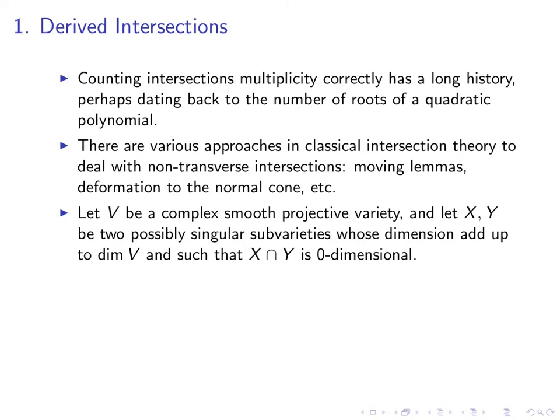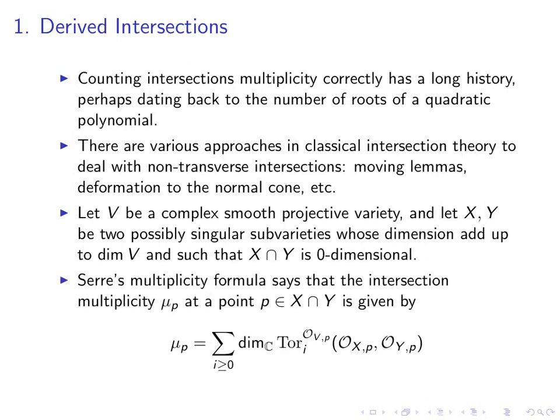So, for example, let V be a complex, smooth, projective variety, thought of as an ambient variety, and let X and Y be two possibly singular subvarieties whose dimensions add up to the dimension of the ambient space V, and such that X intersect Y is zero-dimensional. And of course we want to count how many points X intersection Y has, and Serre's intersection multiplicity formula says that the intersection multiplicity at a specific point P is given by this sum of the dimensions of some Tor groups.